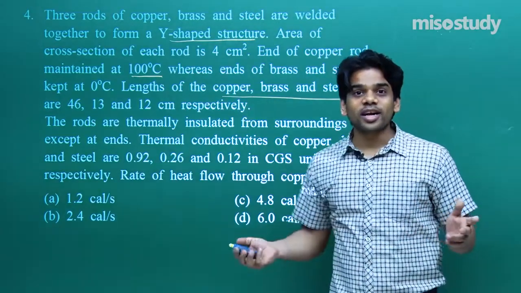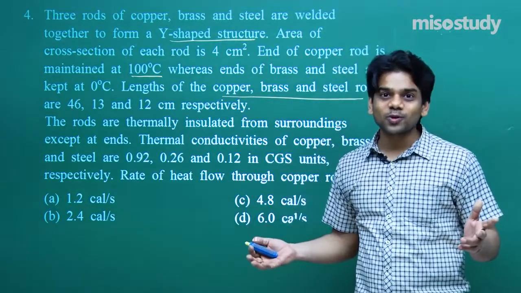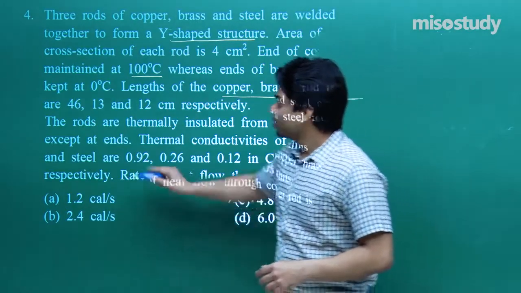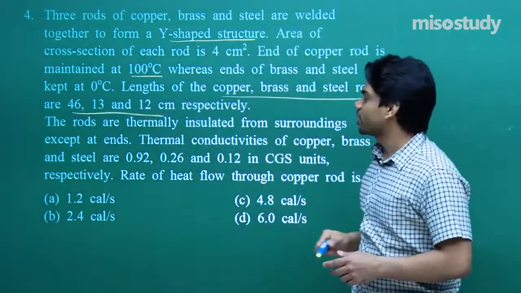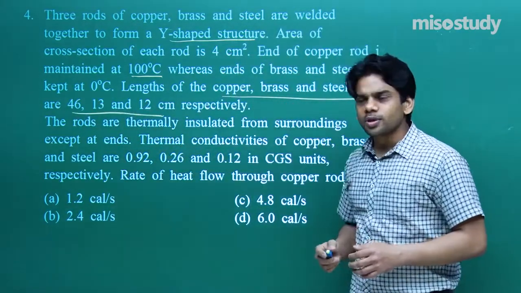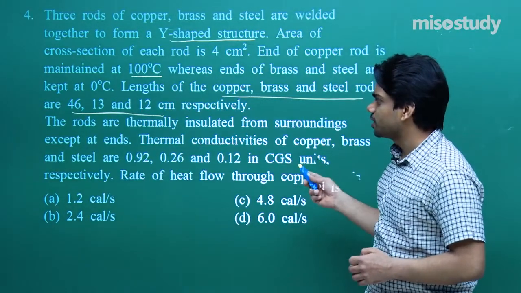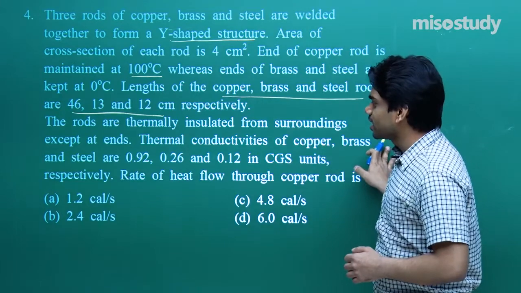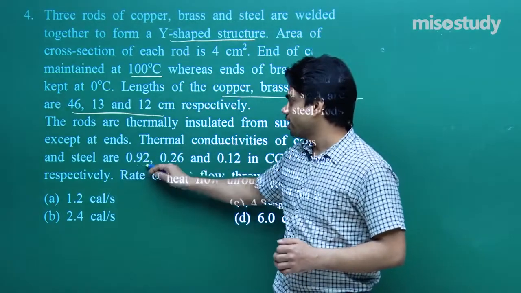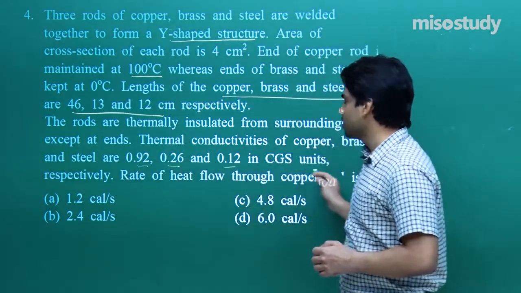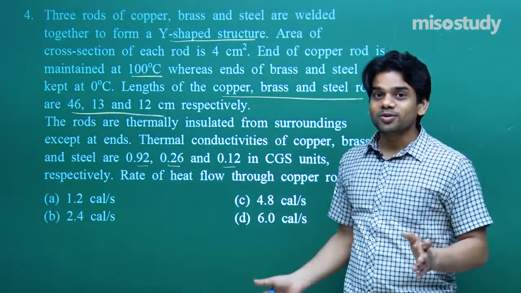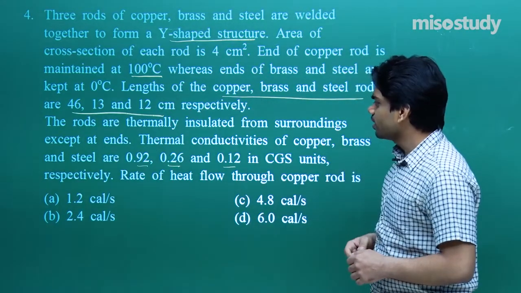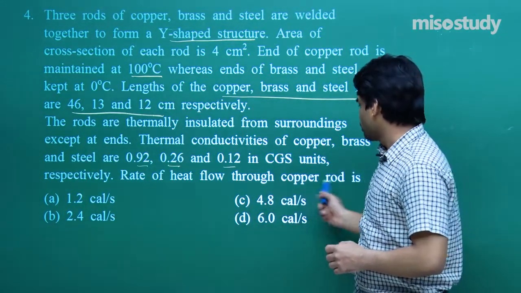So each one has got different length. You have to use different length, don't use the same length in the given question. 46, 13 and 12 centimeter respectively. The rods are thermally insulated from surroundings except at ends. Thermal conductivities of copper, brass and steel are 0.92, 0.26, 0.12 in CGS units respectively. Remember, the units used are CGS units. Rate of heat flow through copper rod is.